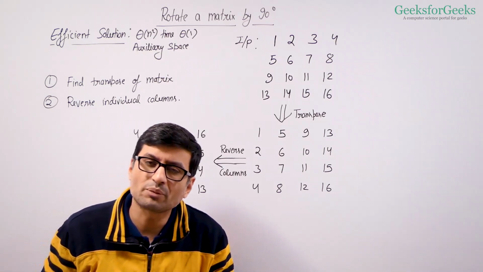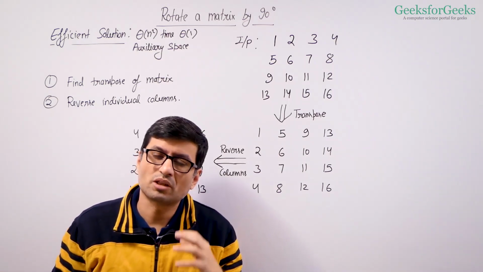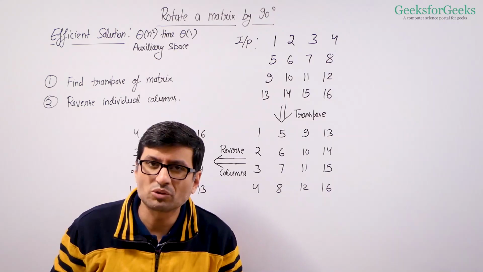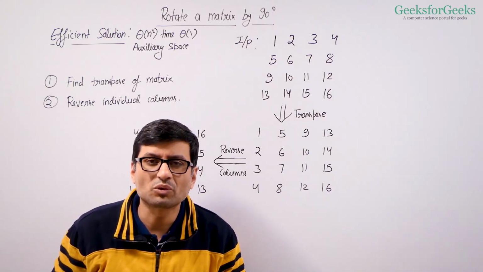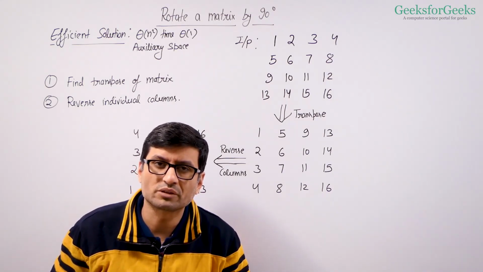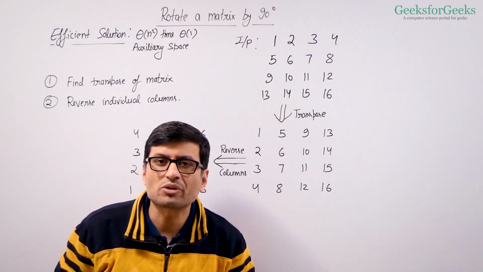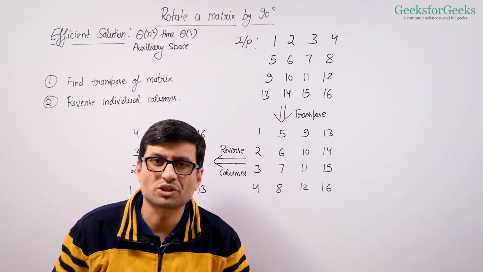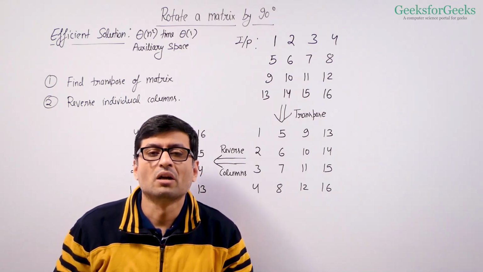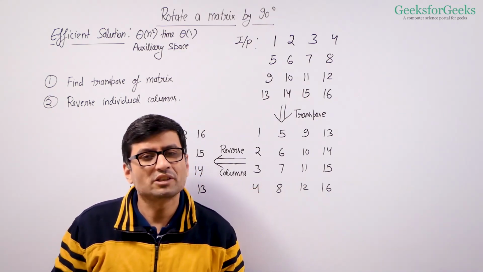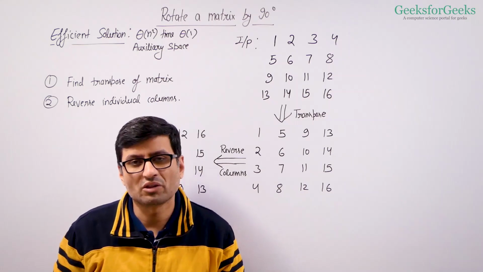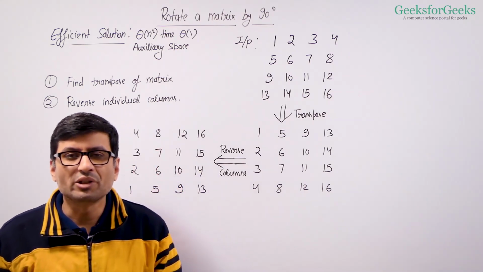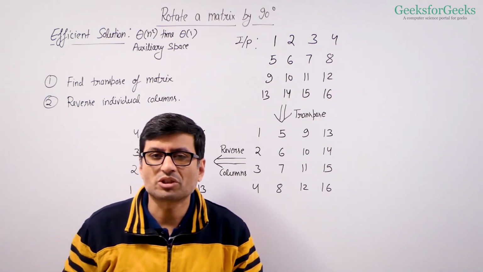So we need 2 steps. First, we need to convert the matrix to its transpose, and once you have the transpose, you need to reverse individual columns. We have already talked about an in-place algorithm for transpose computation, or transpose conversion, which is in place. Reversing a column is easy. You just need to reverse individual columns. Now please pause this video and try to implement this approach yourself.